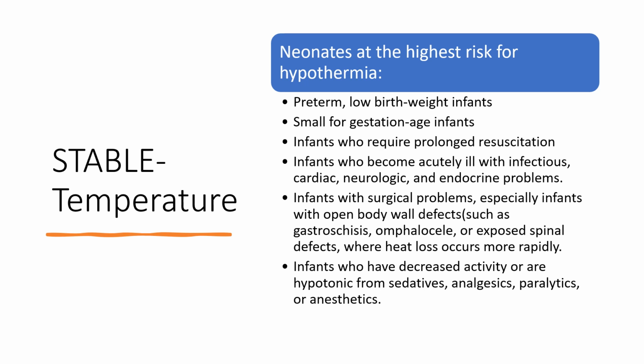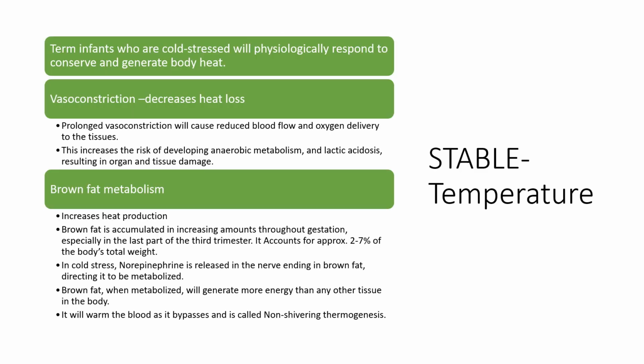Infants who have decreased activity or are hypotonic from sedatives, analgesics, paralytics, or anesthetics. Anytime they've been sedated or paralyzed, they have a higher chance because their body is not generating more heat. So, term infants who are cold stressed physiologically respond and generally conserve body heat. They will vasoconstrict. Prolonged vasoconstriction causes reduced blood flow and oxygen delivery to the tissues. This increases the risk of developing an anaerobic metabolism, and lactic acidosis results in organ and tissue damage.